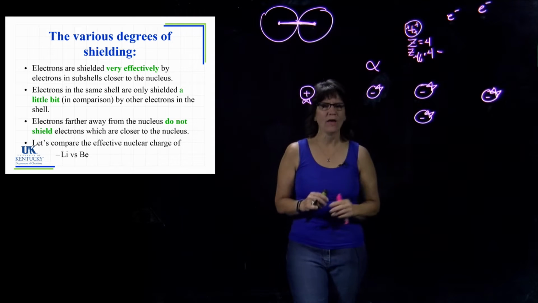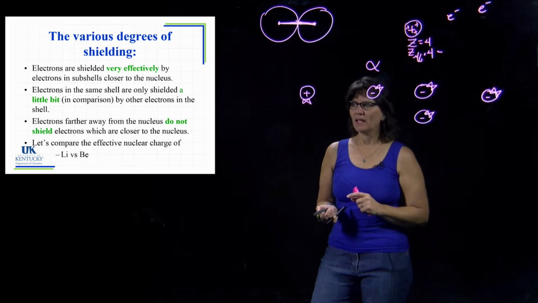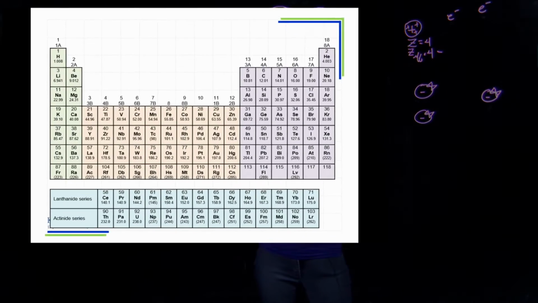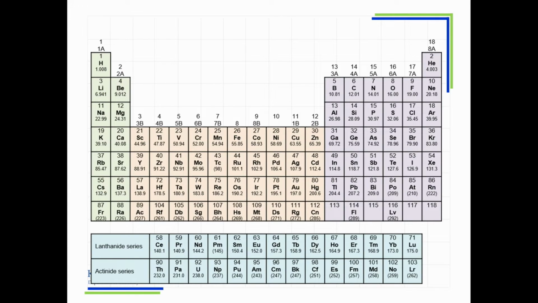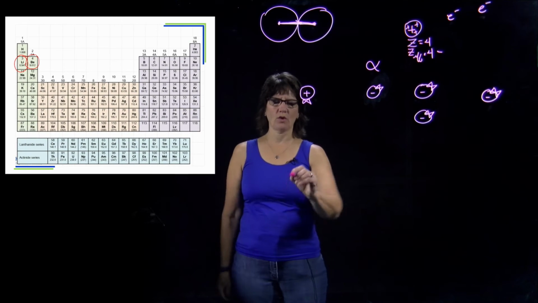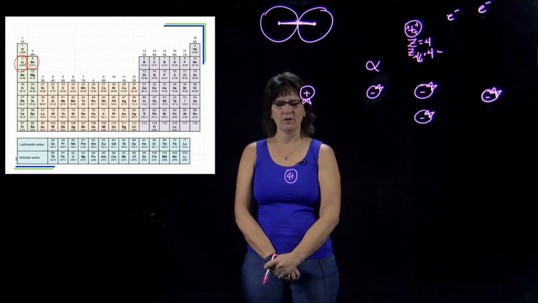We're going to compare how effective nuclear charge affects the size by comparing lithium with beryllium. So let us find them on the periodic table. Here is our lithium. It has 3 protons and it would have 3 electrons. And here is beryllium with 4 protons and 4 electrons. So let's look at me drawing out how that works. Here's my nucleus. 4 protons in the nucleus.